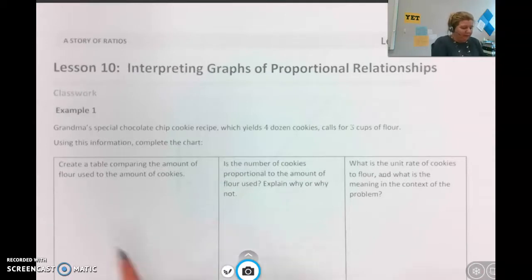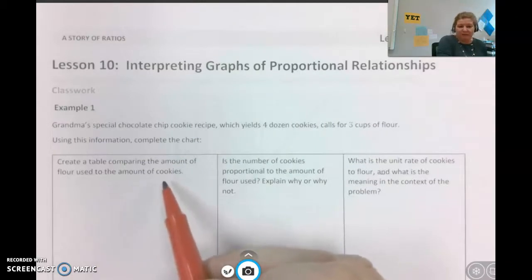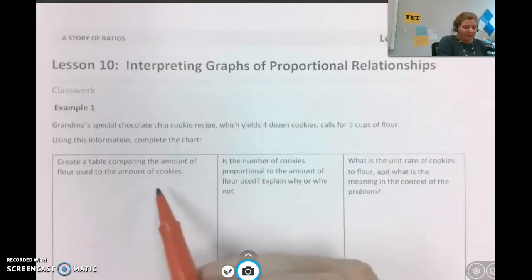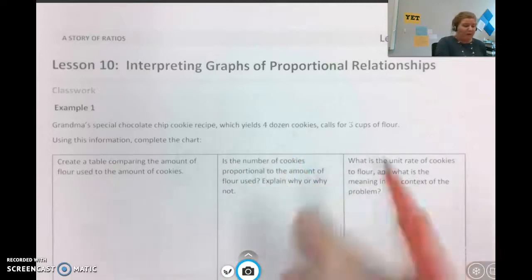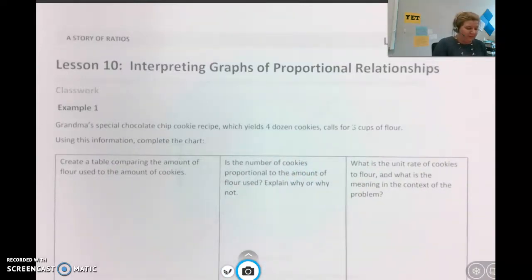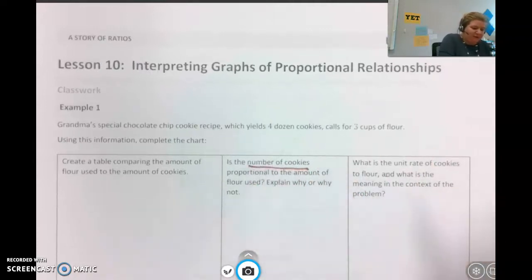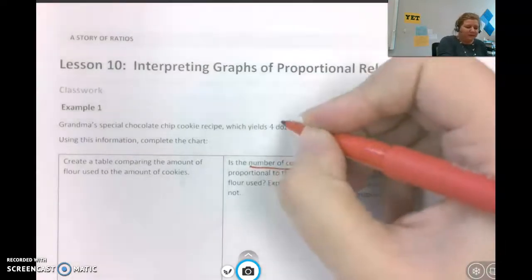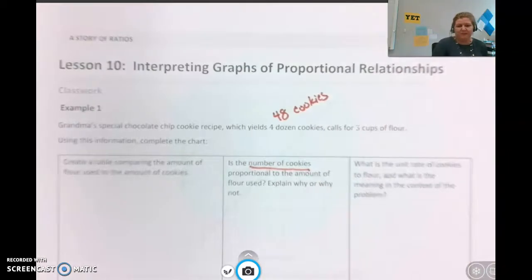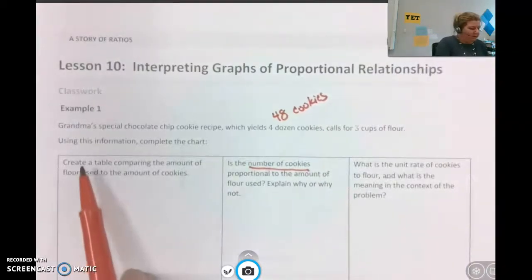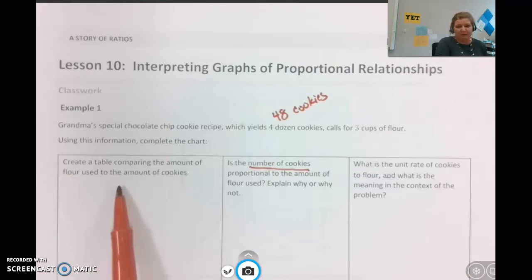We're going to create a table comparing the amount of flour used to the amount of cookies. Now, when we're thinking about the amount of cookies, we can either think about that in dozens or the number of cookies. If I look a little further, this does say the number of cookies. So I'm going to go ahead and change this 4 dozen to 48 cookies.